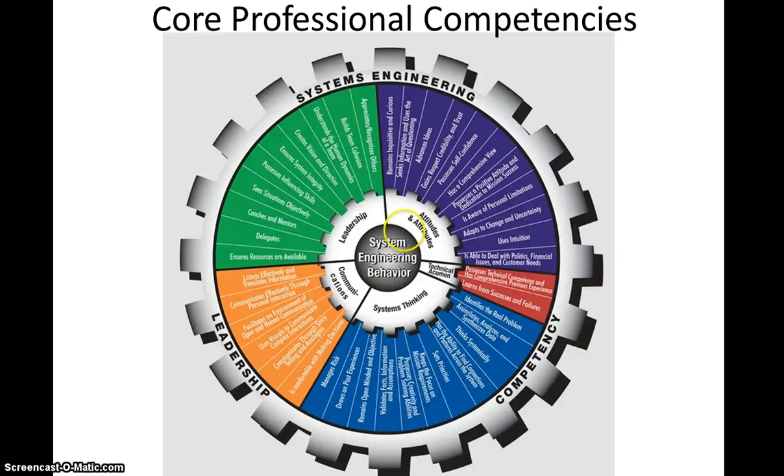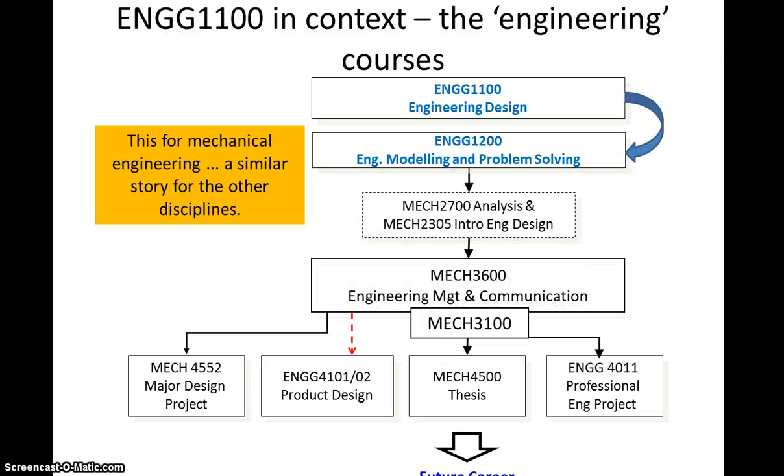Let's have a bit of a reality check. This is a wheel that's come from NASA of their core professional competencies. So there's red bits here. This is technical acumen. This systems thinking is engineering, so maybe we've got this as science, we've got this as engineering science, but all of the rest of this is leadership, communication, teamwork, those sort of abilities that are part of engineering. So our learning objectives are relevant not only to Engineers Australia, but in the wider world.